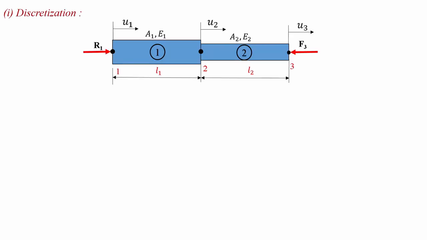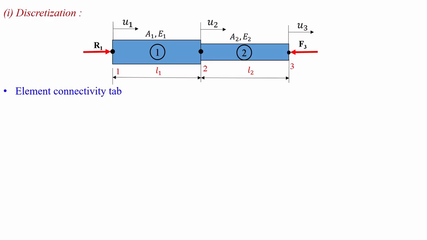Now let us draw a discretization diagram. After removal of the rigid wall, we have reaction at node 1 which is acting towards right, opposite to the force acting at node 3. L1 is the length of element 1. L2 is the length of element 2. U1 is the displacement at node 1. U2 is the displacement at node 2. U3 is the displacement at node 3. Area and Young modulus respective to element 1 are denoted by A1, E1, and area and Young modulus related to element 2 are denoted by A2 and E2.